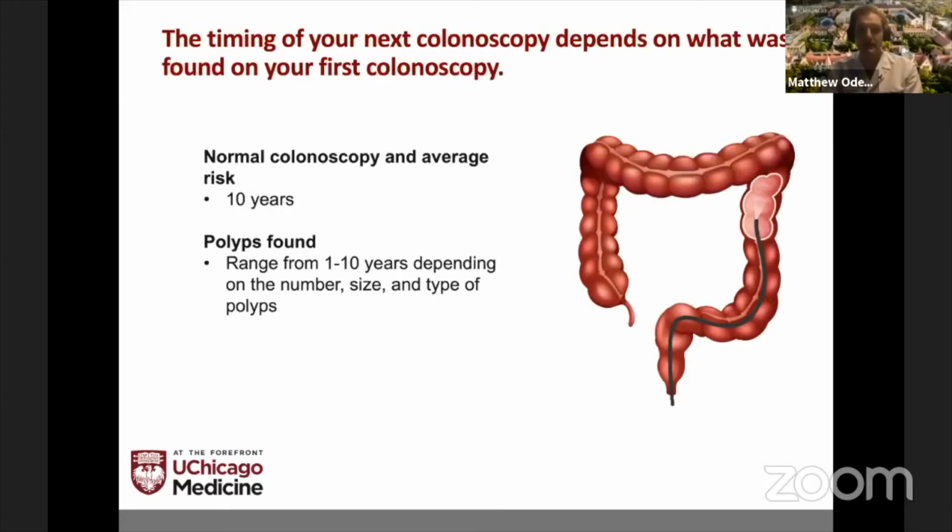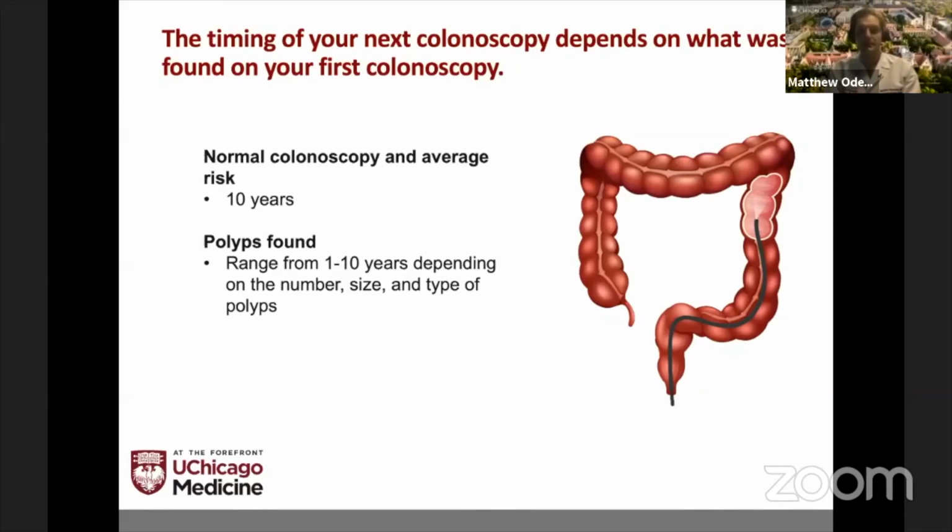So the timing of your next colonoscopy really depends on what's found during your first one. So a normal colonoscopy, an average risk patient, so that's a patient with no family history of colon cancer and no predisposing conditions to colon cancer, we would say we'll see you back in 10 years.